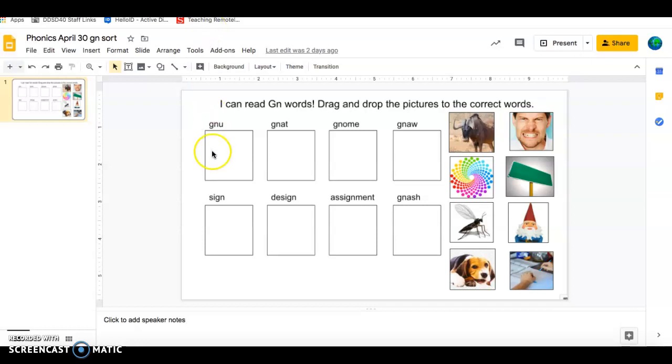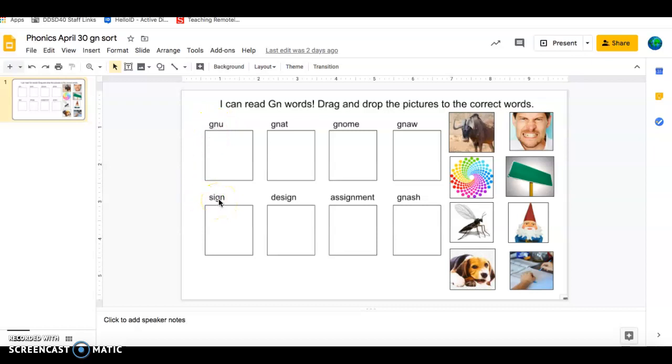For phonics today, we are working on I can read GN words. GN says N because the G is silent. Sometimes it's at the beginning of a word, like here and here and here and here. So all of those would say N at the beginning.